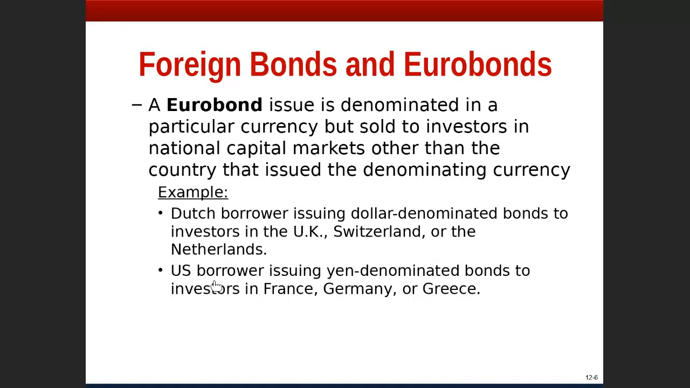Another example is, let's say a US company issues yen denominated bonds to investors in, for example, France, Germany, or Greece, or any of the European countries. That bond is going to be called a euro bond.